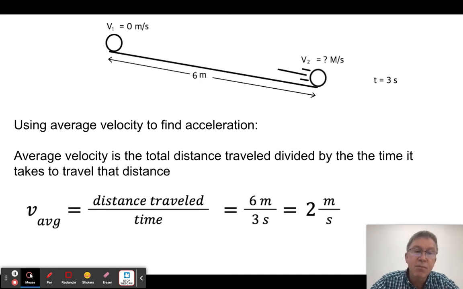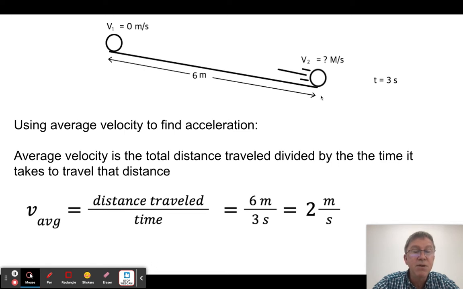Now, there's a little bit of a tricky problem here, so let's work our way through it, because I can't just say change in velocity over time, because I don't have a way at this point of knowing exactly what that final velocity was. But there is a little trick we can use, and that is there was an average velocity here. It started off at zero. It ended up with some unknown, final value.